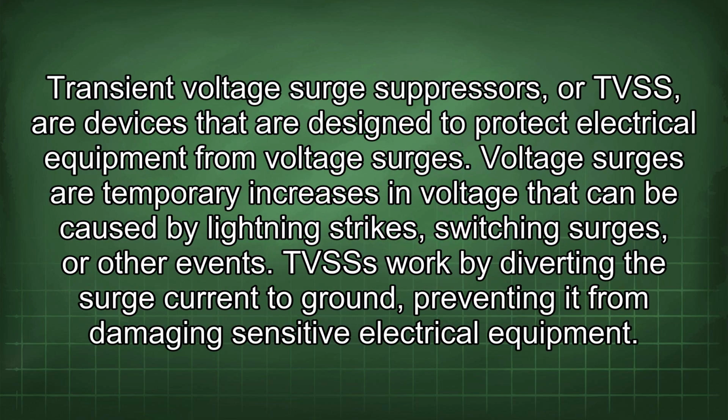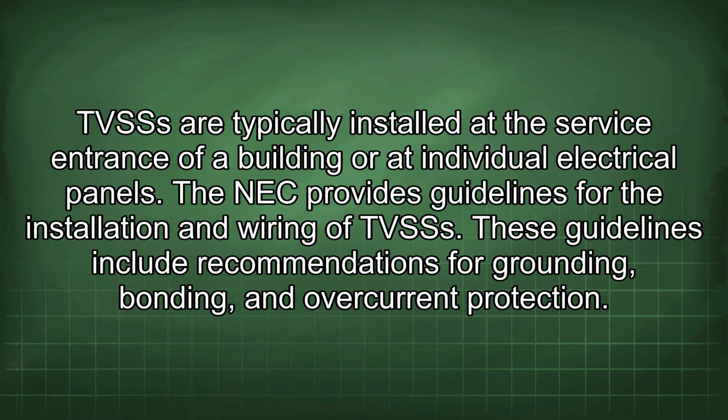Transient voltage surge suppressors, or TVSS, are devices that are designed to protect electrical equipment from voltage surges. Voltage surges are temporary increases in voltage that can be caused by lightning strikes, switching surges, or other events. TVSSs work by diverting the surge current to ground, preventing it from damaging sensitive electrical equipment. TVSSs are typically installed at the service entrance of a building or at individual electrical panels. The NEC provides guidelines for the installation and wiring of TVSSs. These guidelines include recommendations for grounding, bonding, and overcurrent protection.